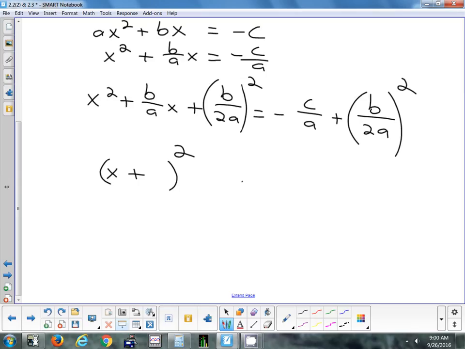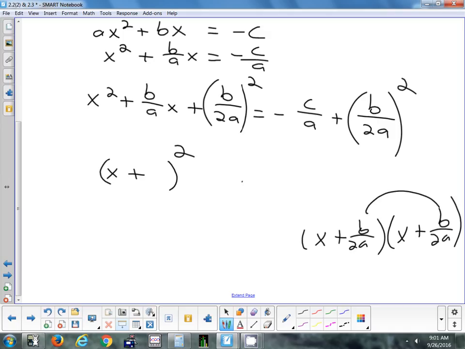Okay? So remember, my goal here is to get x by itself. So the next thing I want to get rid of is this exponent. How can I get rid of this exponent of 2? Amanda? Yeah, square root both sides. So now I'm left with x plus b over 2a. And when you square root a fraction, do the top and do the bottom separate.